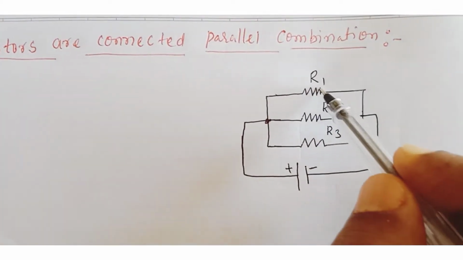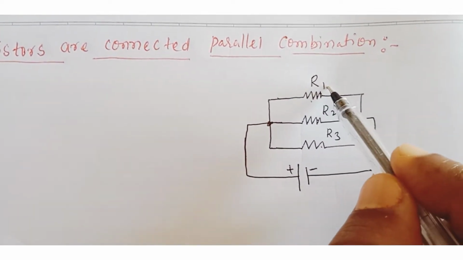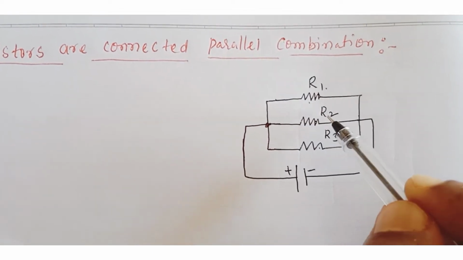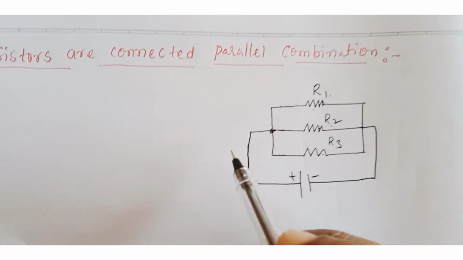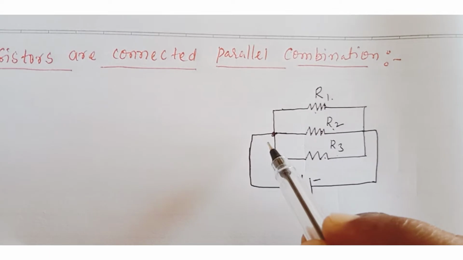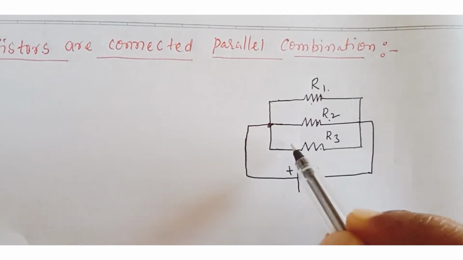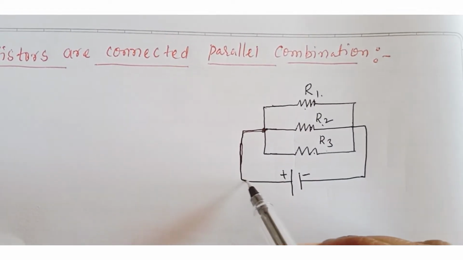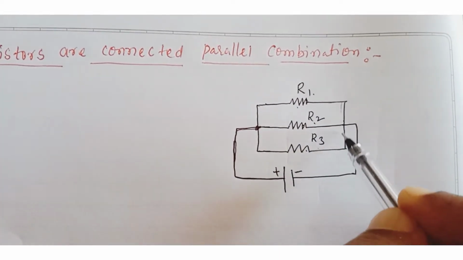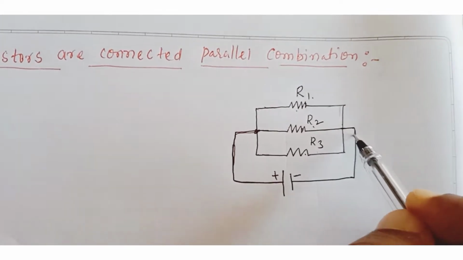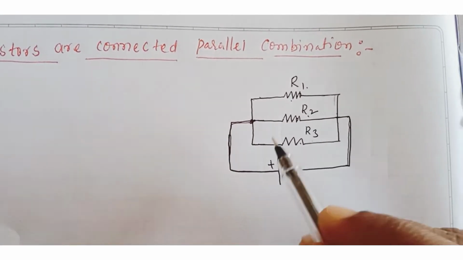Now, I take three resistors R1, R2 and R3. This is resistor 1 of resistance R1. Second resistor, this resistance is R2. Third resistor, this resistance is R3. Now connect the resistors in parallel by joining their one ends to the positive terminal of the battery, or one terminal of the battery, and the other ends connected to the negative terminal of the battery, or another terminal of the battery. This combination is known as parallel combination.